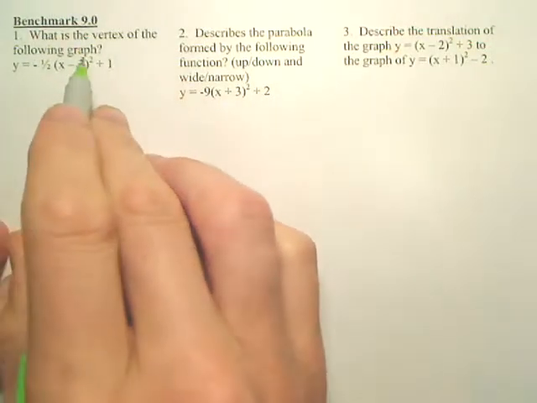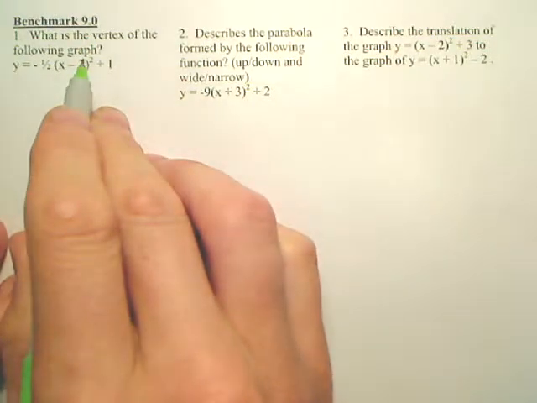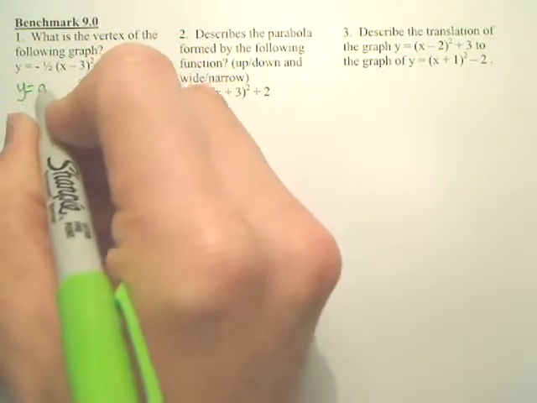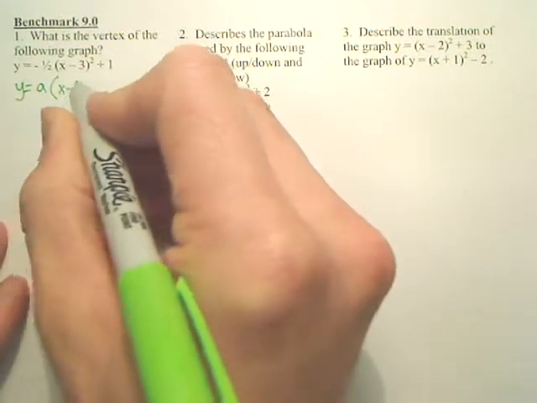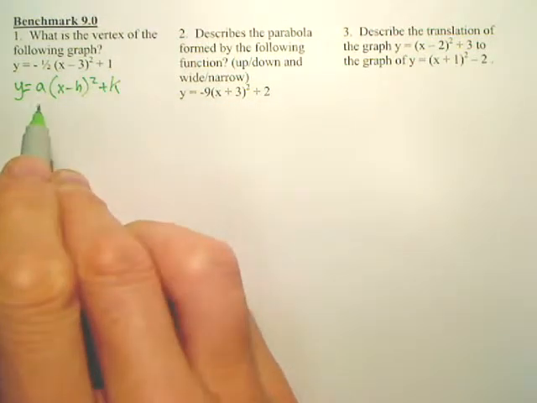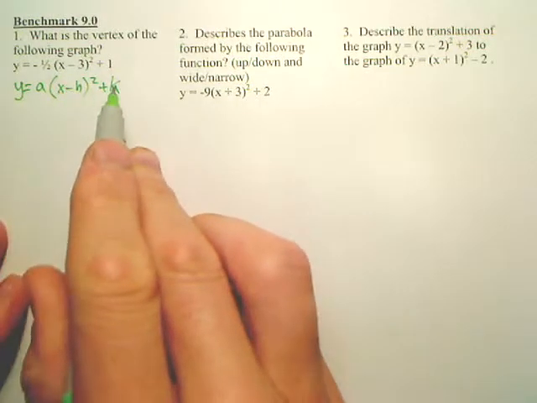What is the vertex of the following graph? This is an overly simple question. You have to first think about this formula, because this equation is in vertex form. This is the equation for vertex form.